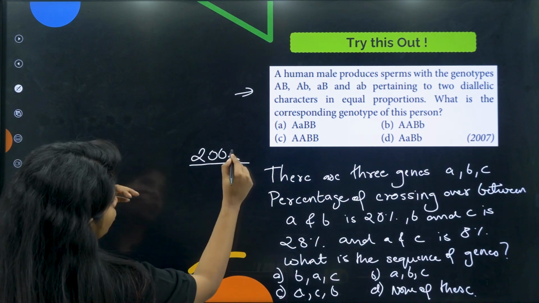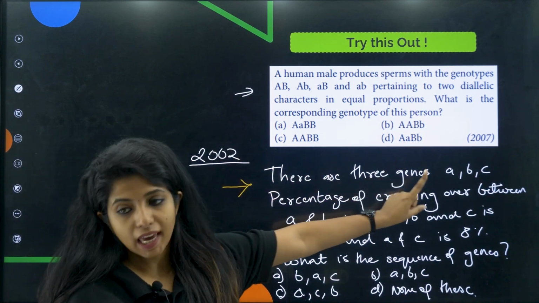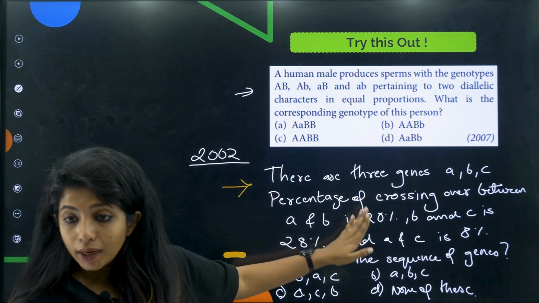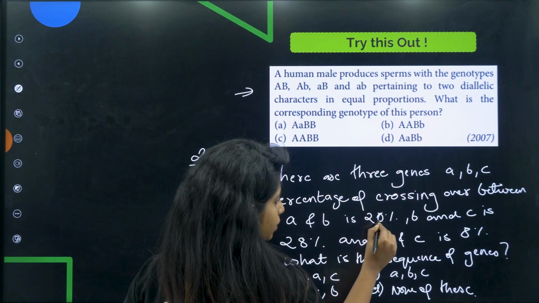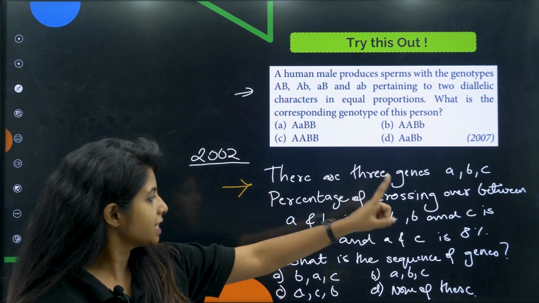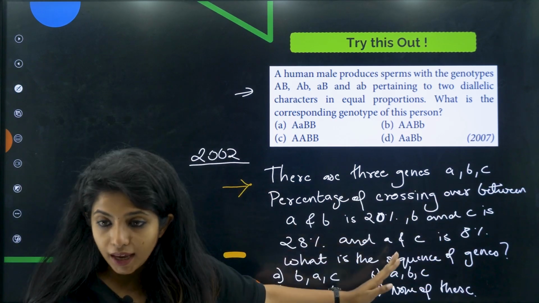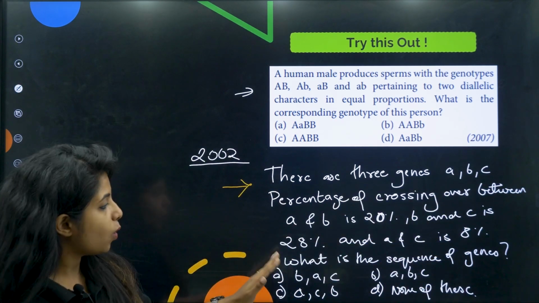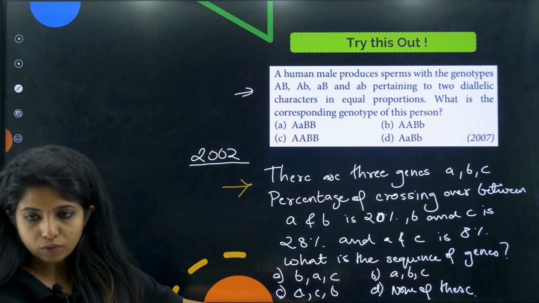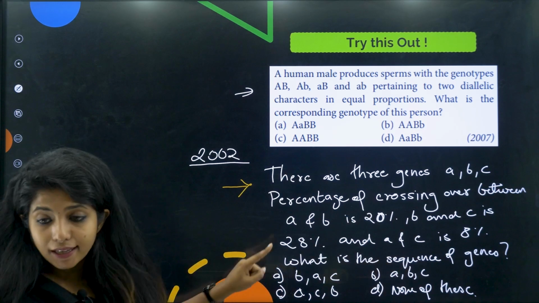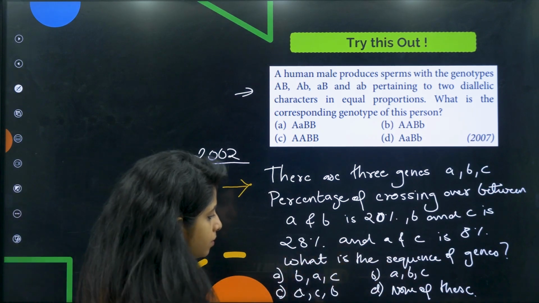Now the question is, there are 3 genes A, B and C. The percentage of crossing over between A and B is 20%, just 20%. B and C is 28%. And A and C is 8%. What is the sequence of genes on the chromosome? BAC or ABC or ACB or none of these?